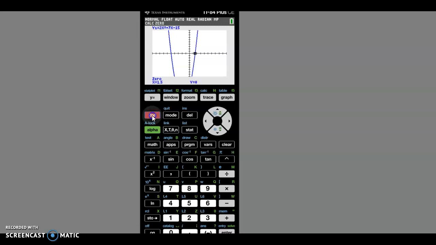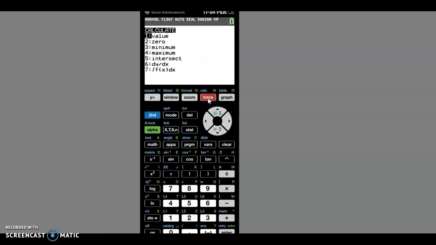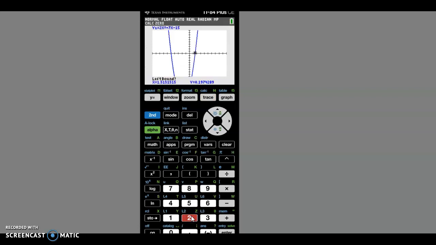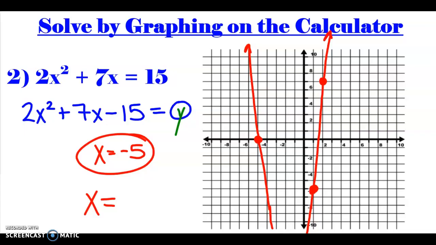So again, if you go second trace, it gets you to calc. You can calculate a 0, number 2. Left bound, go to the left of where it crosses, anywhere to the left. Go to the right of where it crosses, hit enter. It says guess. I say no thank you. I hit enter and it tells me that it's crossing at 1.5 because that is where y is 0. So our two answers there are -5 and 1.5. So graphing method: get it equal to 0, graph it, see where it crosses the x-axis.